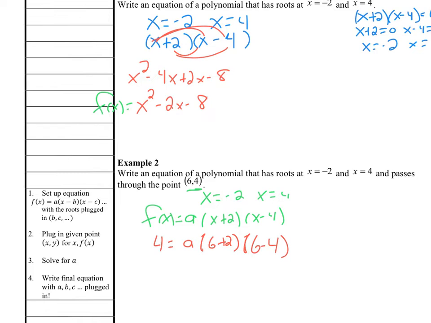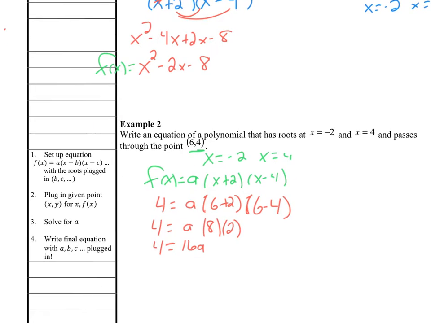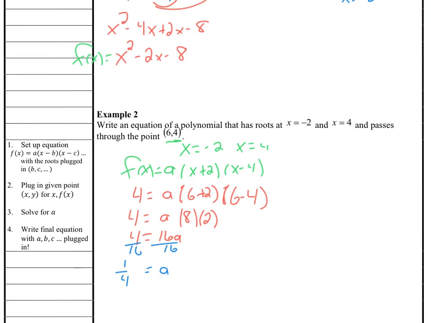From there, we're going to solve. So 4 equals a times 6 plus 2 is 8, times 6 minus 4 is 2. So multiply it all out, we get 4 equals 16a. It's not going to work out so nice there. It's going to give us a fraction, which we typically have, so don't be afraid when you see that. Dividing by 16 gives us a equals 4/16. You don't have to clean up the fraction and make it 1/4, but I typically like to. If it's a multiple choice answer on the Regents, they're going to have 1/4 instead of 4/16. So you've now found your a value, and you have your original equation.